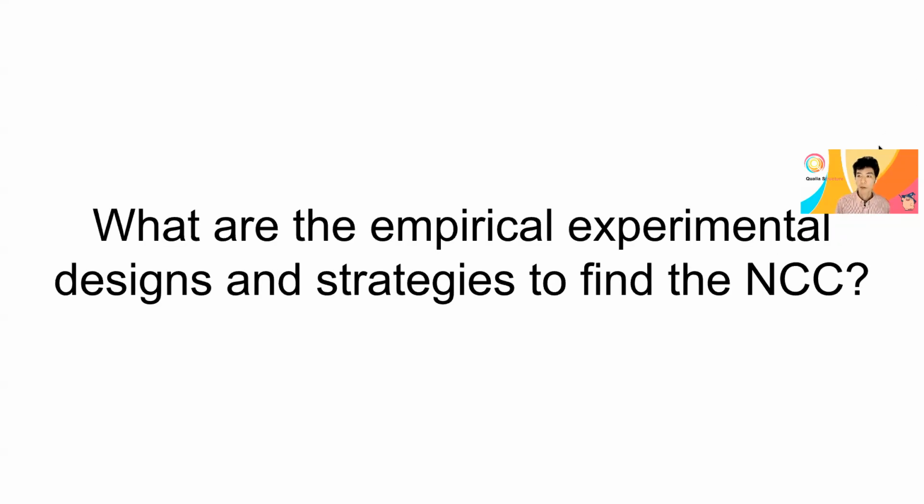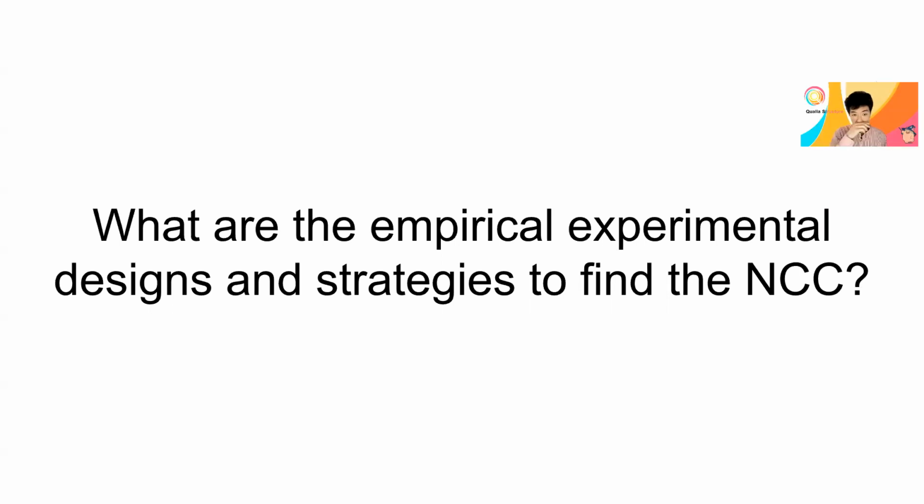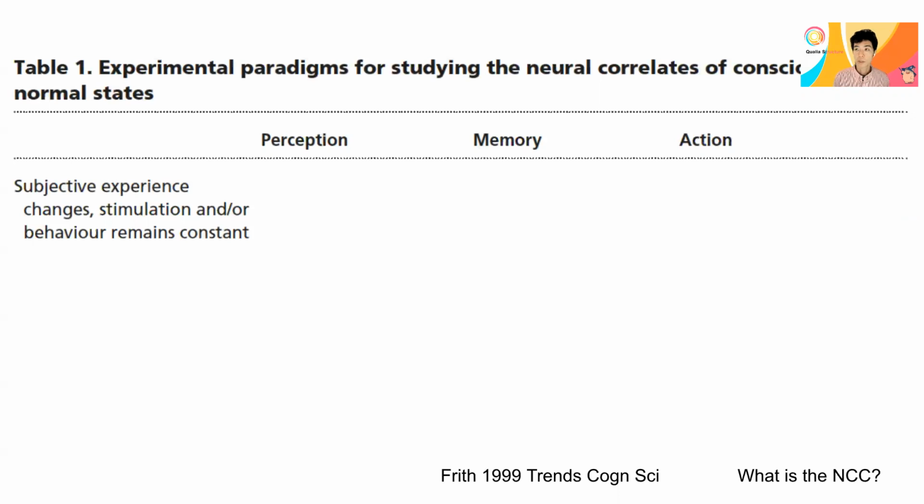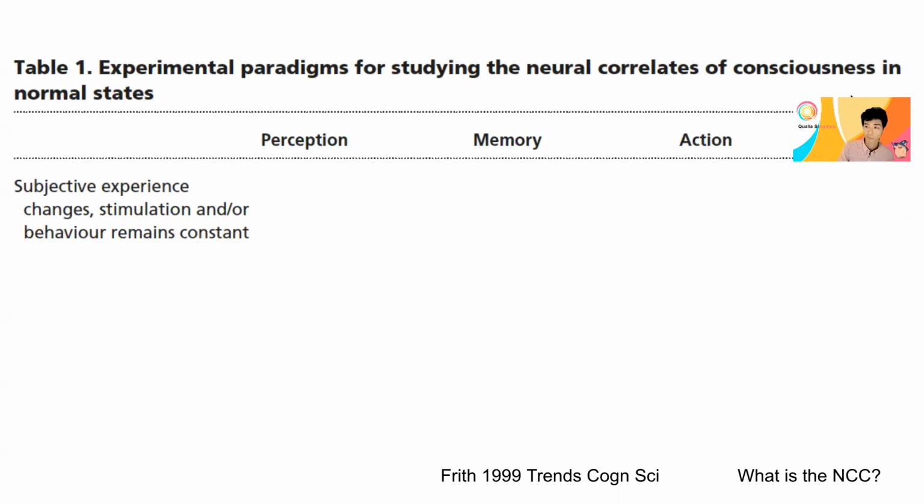What are the empirical experiment designs and strategies to find the NCC? So this is an abstract kind of table that is basically addressing this question. It's a table from Chris Frith's 1999 Trends in Cognitive Sciences paper.